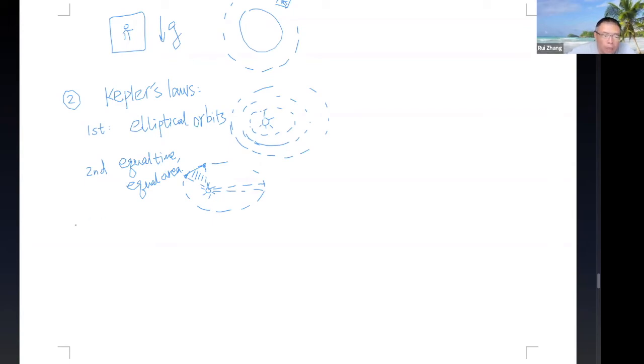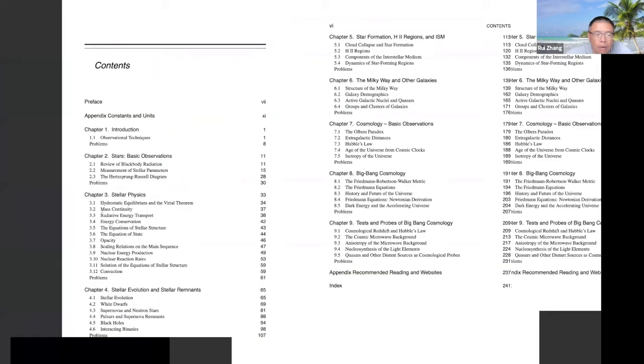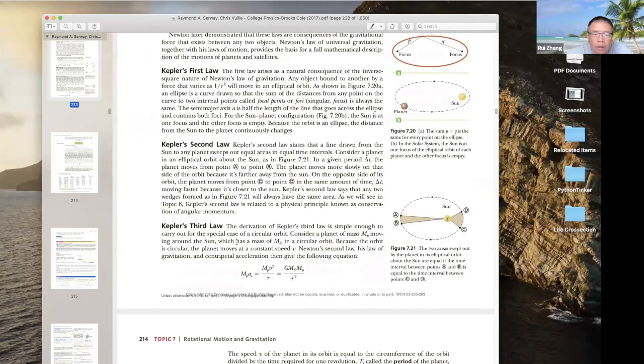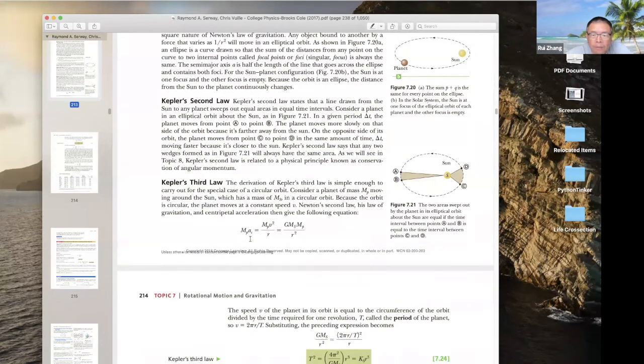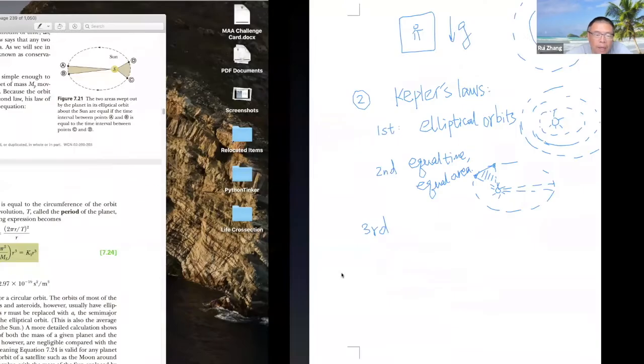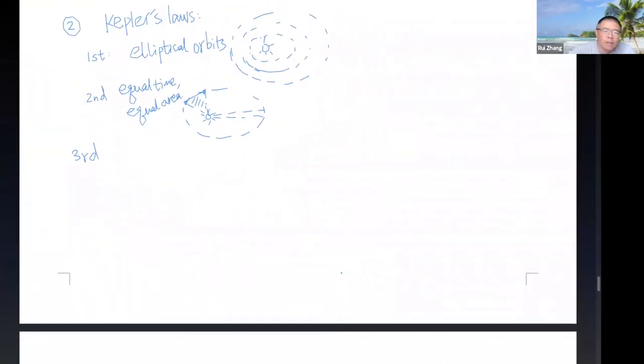Okay, the one I want to focus on is the third one. Let me pull out the textbook and we can see it from there. Kepler's third law basically says that the size of the orbit cubed is proportional to the period of the orbit squared. Now we can actually get this law by using our centripetal acceleration knowledge. For simplicity, let's assume that it is a circular orbit, although in practice it's not.